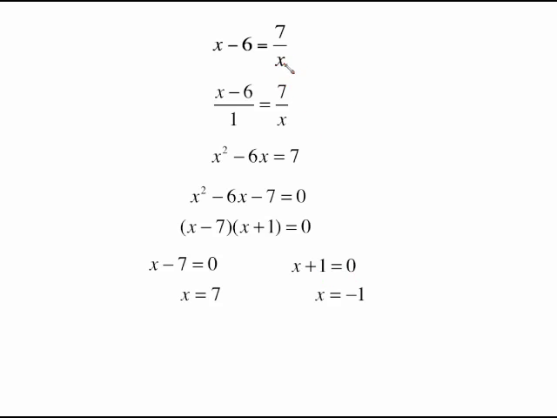Negative 1 in the denominator is fine. 7 in the denominator is fine. Now, if you wanted to do the full entire check, you don't just put the 7 in for that x, you put it in here. So put 7 in here. 7 minus 6 is 1. Put 7 in here. 7 over 7 is 1. That assures you that you have it correct. Same thing's going to happen if you plug the negative 1 in.